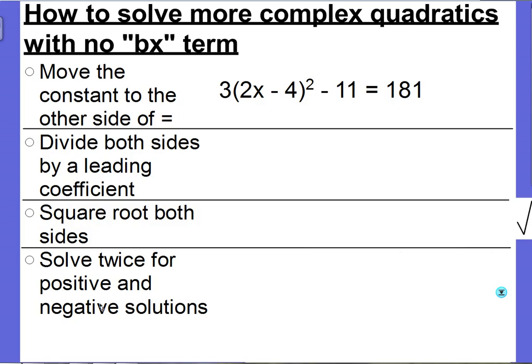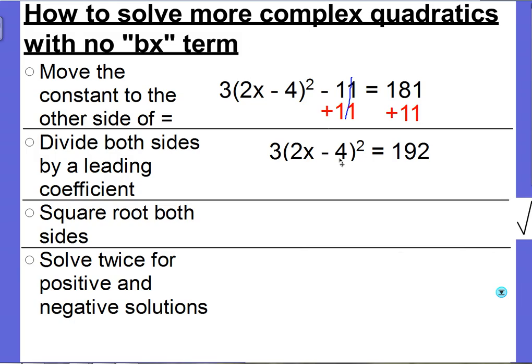These are the 4 steps that you have to do, at least check for in each problem. You may not have to do all of them, but these are the steps, and this is the order of the steps. So the first step says move the constant to the other side of the equal. There's lots of constants in here, but the one I'm specifically talking about is the minus 11. I want to move it over to here. My goal is to get this 2x minus 4 by itself. So I'll get the plus 11. It's going to change sides, so it's going to change signs. So plus 11, plus 11. So that will cancel.